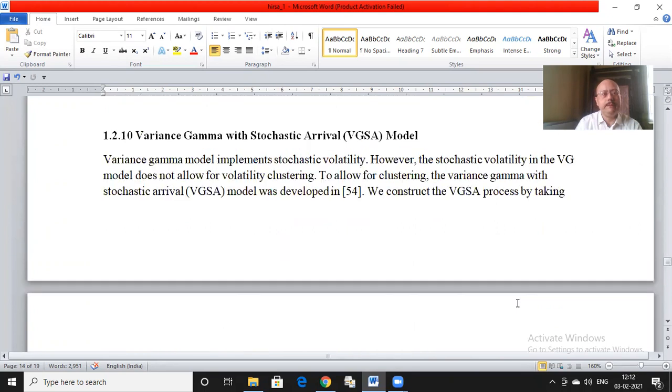So now let me go back to the description and see whether it really makes sense and whether what we have actually done matches what we claim to do. The VGSA model was constructed to allow for volatility clustering. So how did we incorporate the clustering? We introduced the CIR process, the mean reverting CIR process, which allows for clustering. Where did we introduce it? In the time scale, because that's how the clustering will happen. When things happen quickly, I have clustering. So that's what the mean reversion process will force.